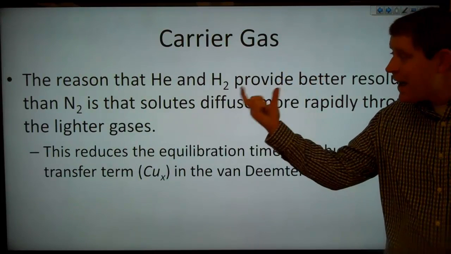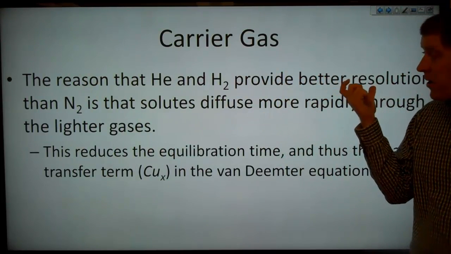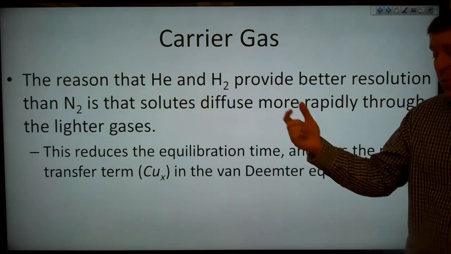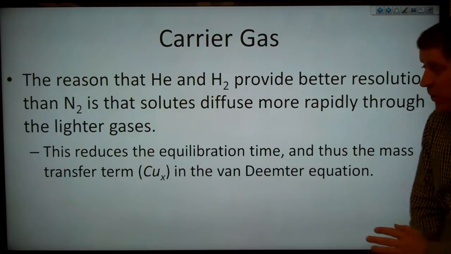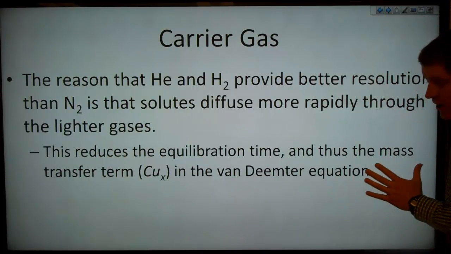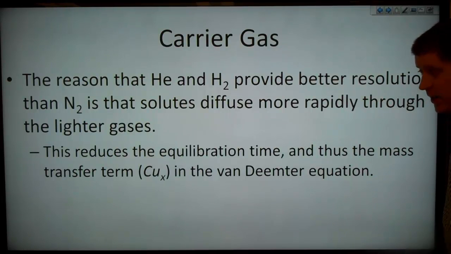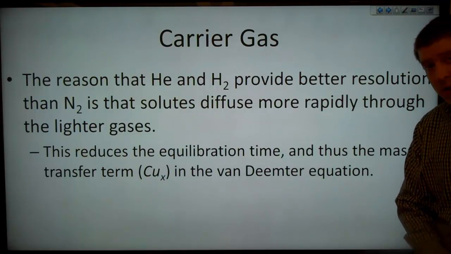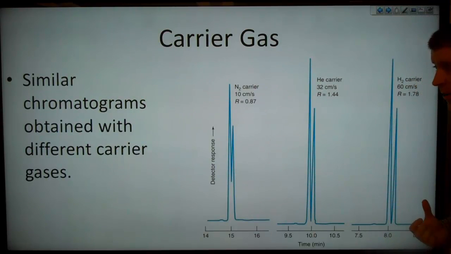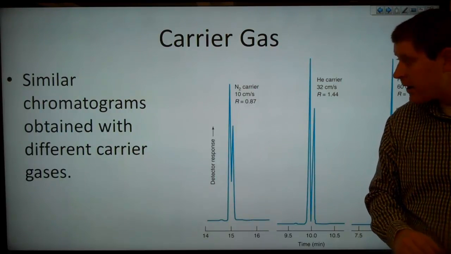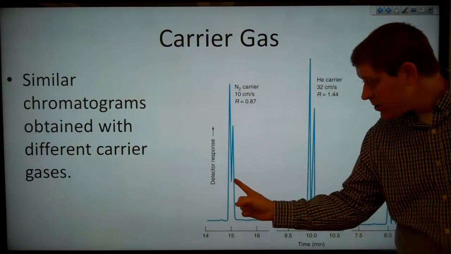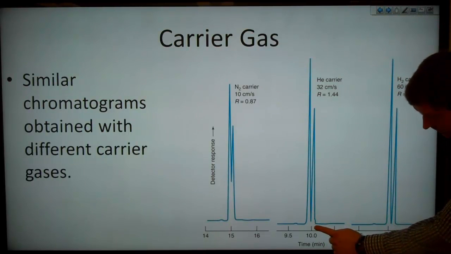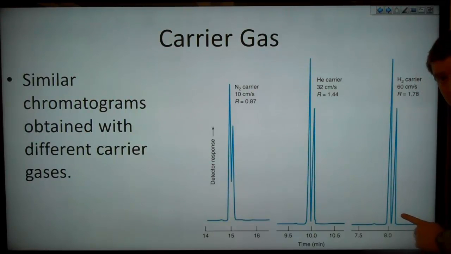So the reason that helium and hydrogen provide better resolution than nitrogen does is that solutes diffuse more rapidly through the lighter gases. And this reduces the equilibration time and thus the mass transfer term, that C term, or the C u_x term, in the Van Deemter equation. So here we have 3 chromatograms obtained with our 3 different carrier gases. We've got nitrogen here, and you can see that those 2 peaks are not well resolved. When we move to helium, they're better resolved, and when we move to hydrogen, they're even better.